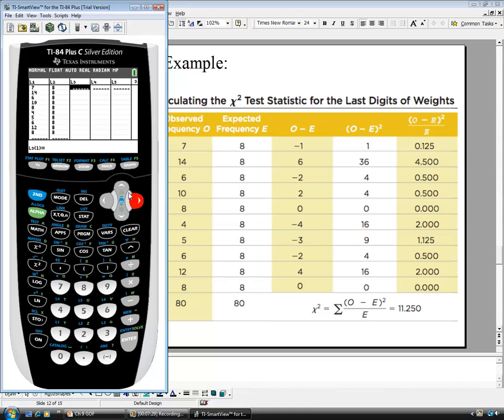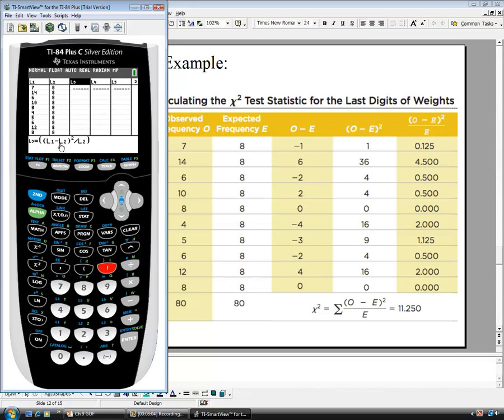lists themselves. Alright, now you have to highlight this list, this L3, and you're going to enter in the parentheses twice. We're going to give it list 1 minus list 2, and we're going to square that. Let me close parentheses and then square that. And now we're going to divide by our list 2 and close parentheses.